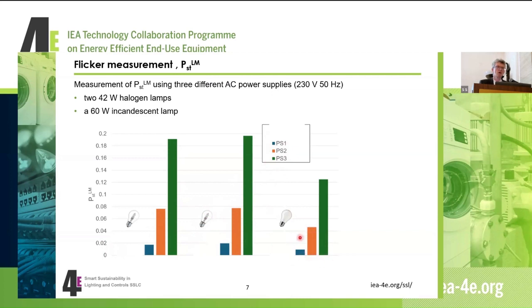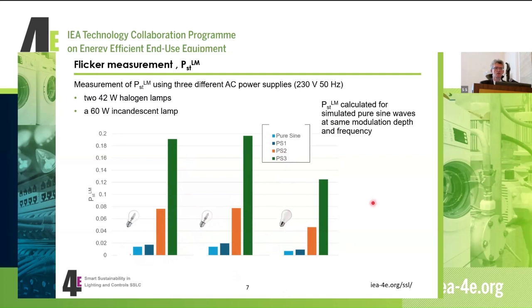Then you could ask yourself, what is actually the reference value here? What should we measure? In order to say that, we did a PstLM calculation for a simulated pure sine wave with the same modulation depth and frequency as we measured for these incandescent lamps. And then you get the values here. The light blue values are slightly lower, but comparable to the values measured with power supply number 1 and far from the other ones.